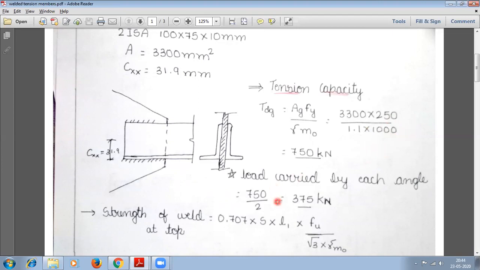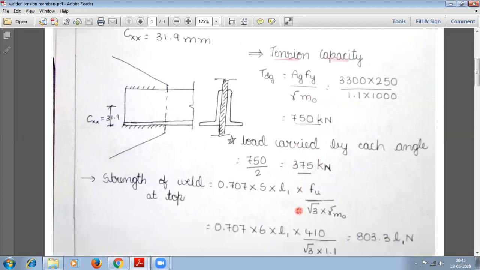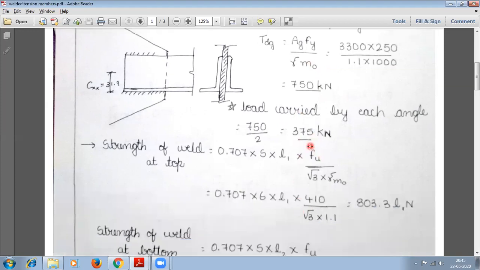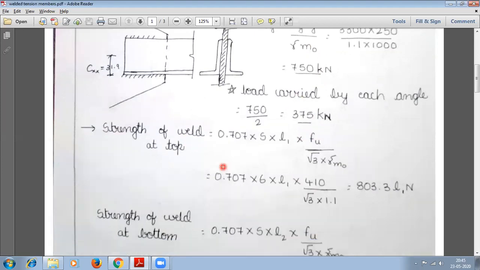So as you know, we are going for the welded connection. If you are finding it for the double angle section, you have two angles, right? So whatever Tdg you have got has to be divided by two. What is the load carrying capacity of each angle? That you are finding here. If you divide it by two, that will be 375 kilonewtons. Okay. As the question says we need to weld it, so you need to find out the strength of the weld.